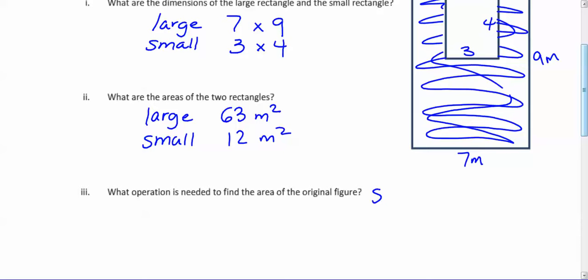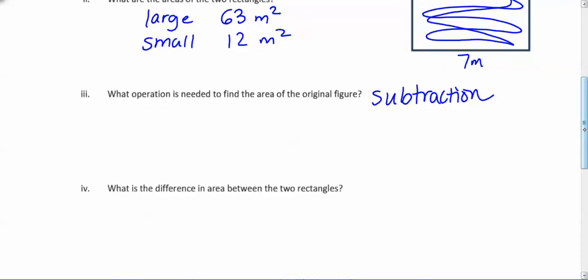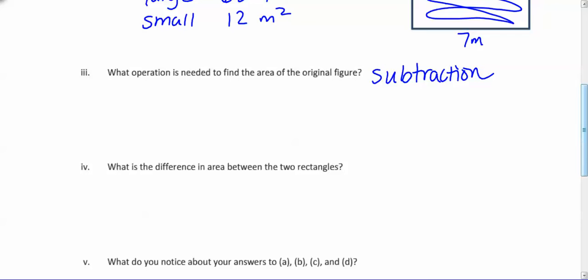Subtraction. Good. So we're going to use subtraction, and then we're just going to subtract those two. I think that's actually the easiest way, don't you guys? In this case, what is the difference in the area of the two triangles? So 63 minus 12 equals 51 meters squared.